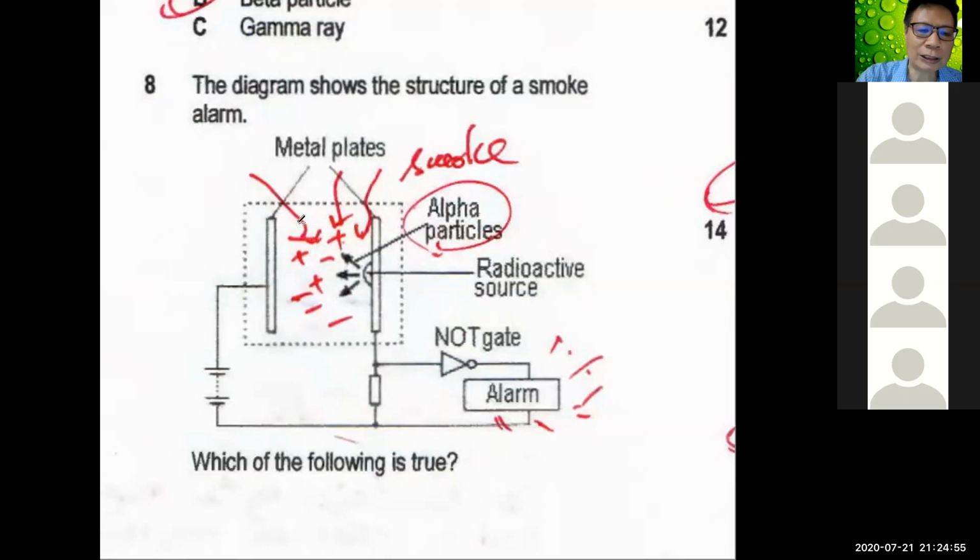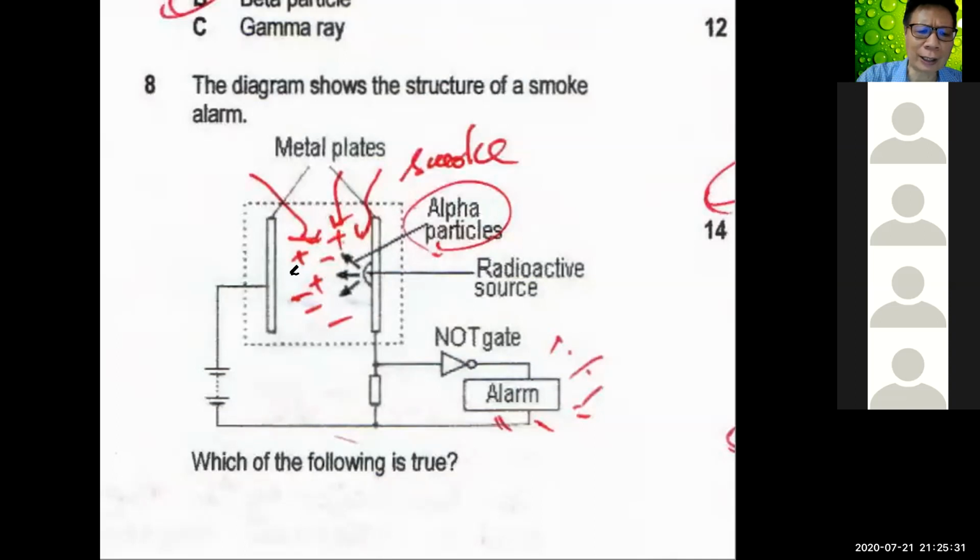So when you have a lot of positive and negative ions, the current can flow. When the current is flowing, nothing happens to the alarm, no sound. But when there is a fire and the smoke comes in, the smoke will absorb the alpha. So the alpha here is less already. That means less alpha, so ionization is also less, so less positive and negative ions.